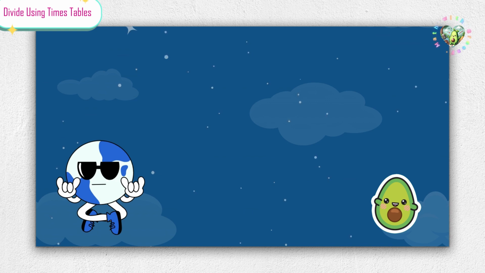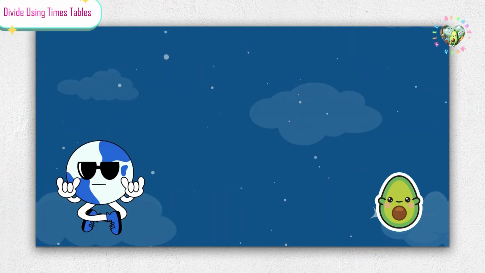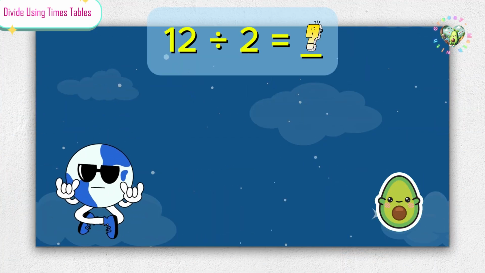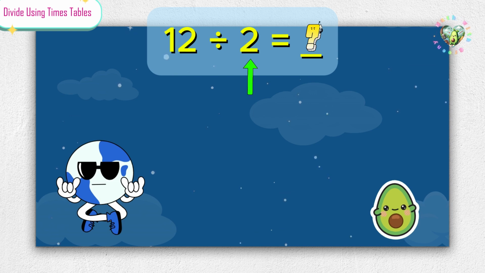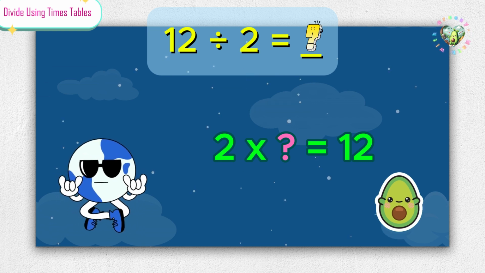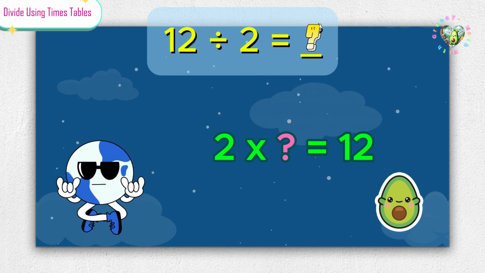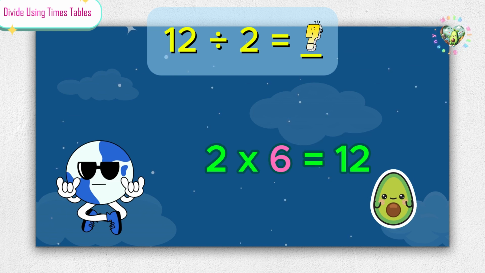Can I try another? Of course. Let's do 12 divided by 2. You try it, and I'm here if you get stuck. Okay. Second number is 2, so we're in the 2 times table again. Now I think. 2 times what equals 12? Great thinking. So, what's the answer? 2 times 6. So 12 divided by 2 is 6.